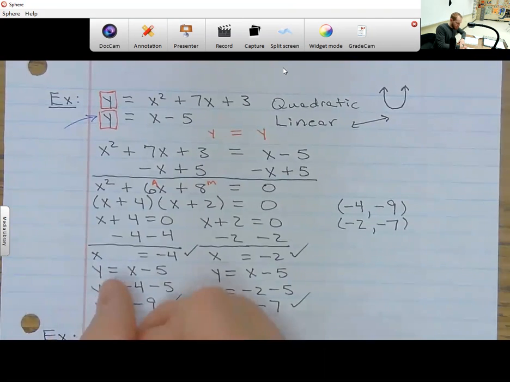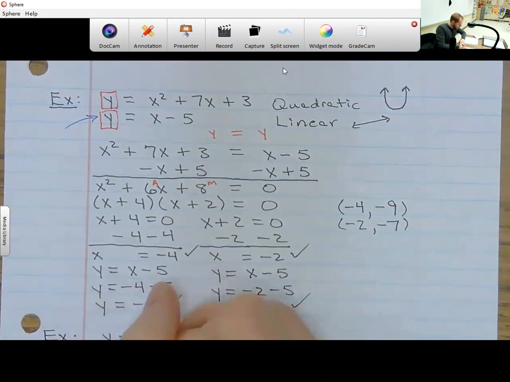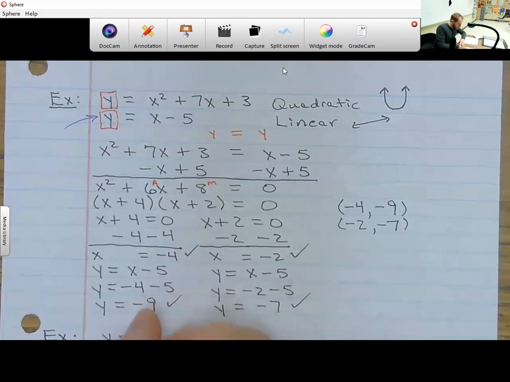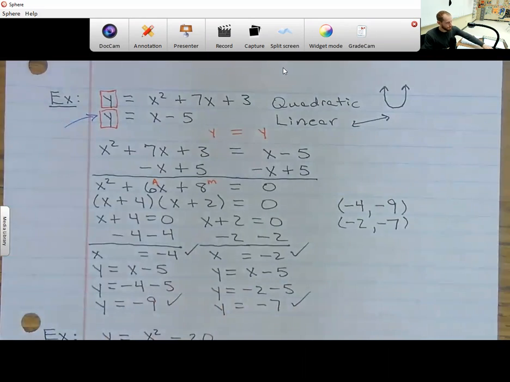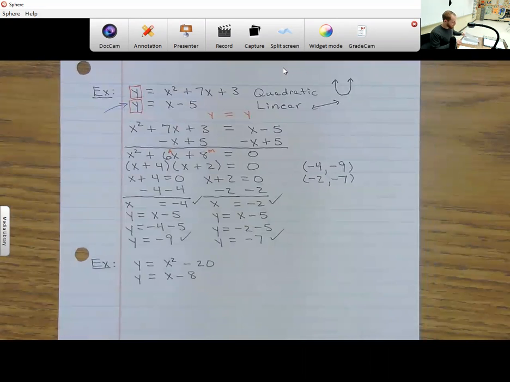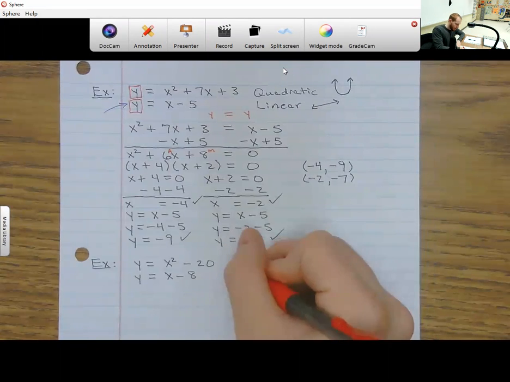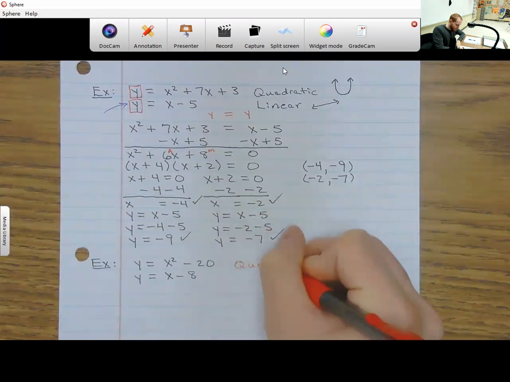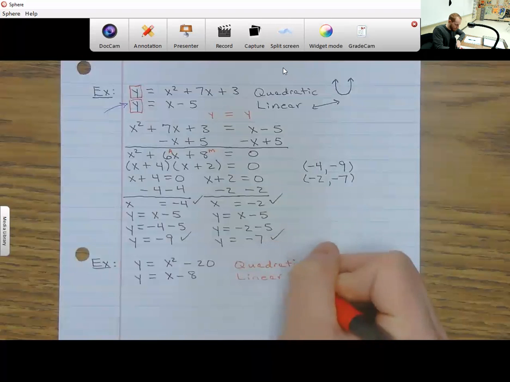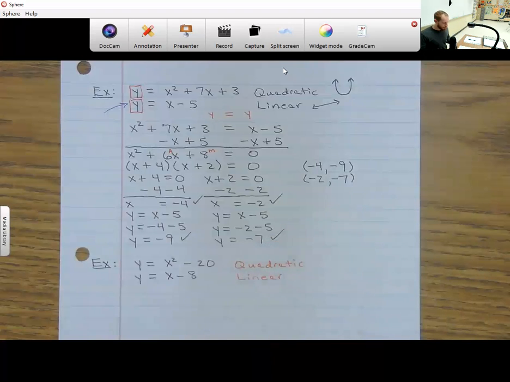So the next one I want to do is y equals x squared minus 20, y equals x minus 8. So here I've got a top equation and I've got a bottom equation, right? The top equation is always going to be quadratic. The bottom equation is going to be linear. Just going by the exponents.